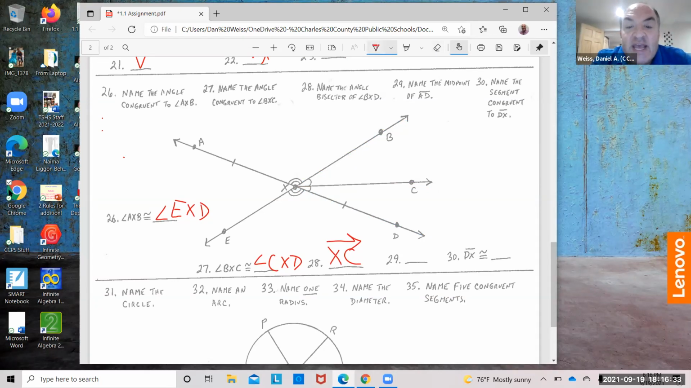Name the midpoint of AD. Here's A, here's D. What's the midpoint? See, you have this bar and this bar, meaning those two segments are equal, which means X must be the midpoint, right? That should be easy, right? Name the segment congruent to DX. DX has this mark here. So congruent to it is going to be the segment with this mark here, which is AX. Segment AX.